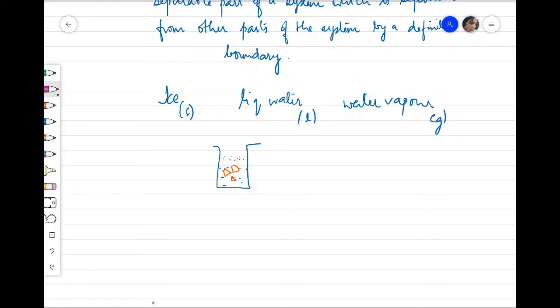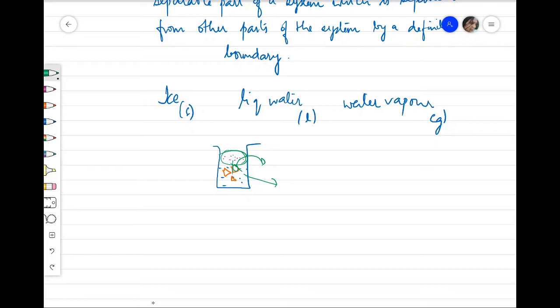Look at this: the boundary of the ice cube is very physically distinct, right? And the water, so this is what we mean that you can separate it. You can take out the ice, or totally take out the water vapor, or take only the water. So this is what we mean by separable, and it visibly stands separate.